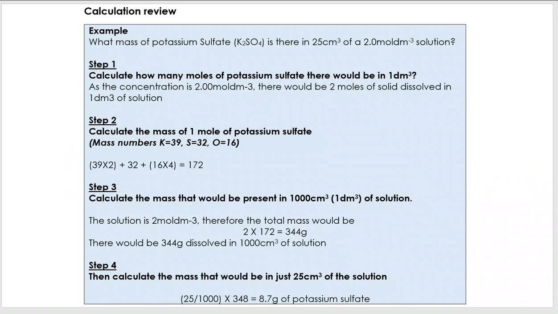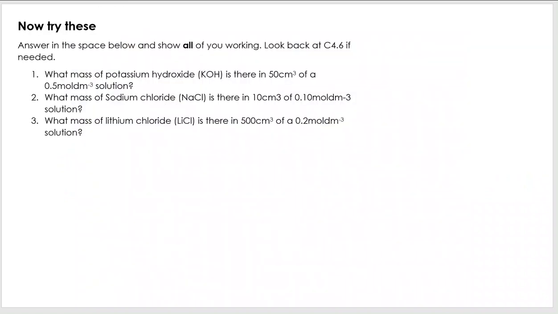Got some examples here of calculations that you might need to carry out. Going to let you have a read through. And then we are going to take a look at some calculations for you to actually try. So have a go at each of these, and then when you've tried, unpause and we will review.